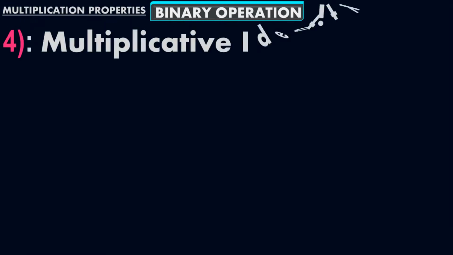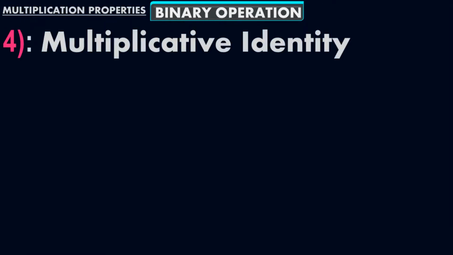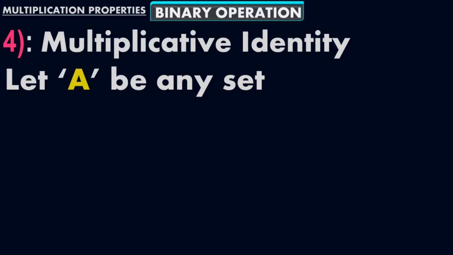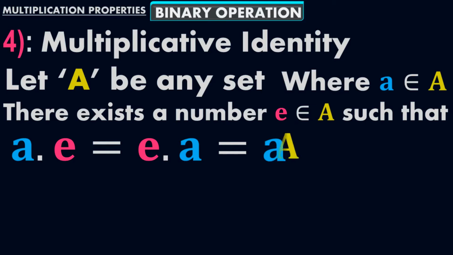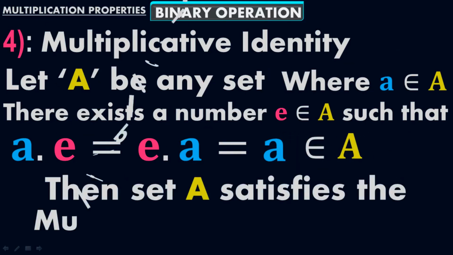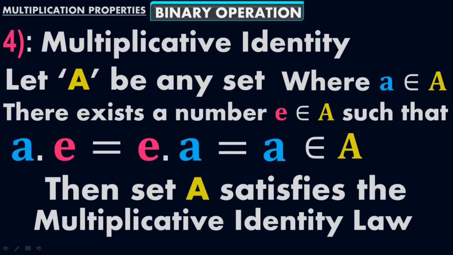Number 4. Multiplication identity. Let A be any kind of set where a belongs to A. There exists a number E that belongs to A such that a times E equals E times a equals a, which also belongs to set A. Then set A satisfies the multiplication identity law.